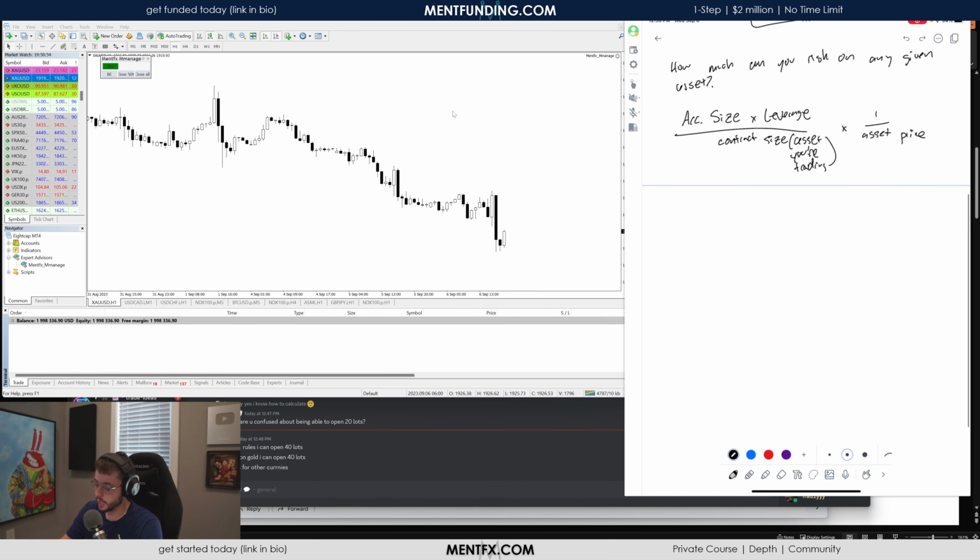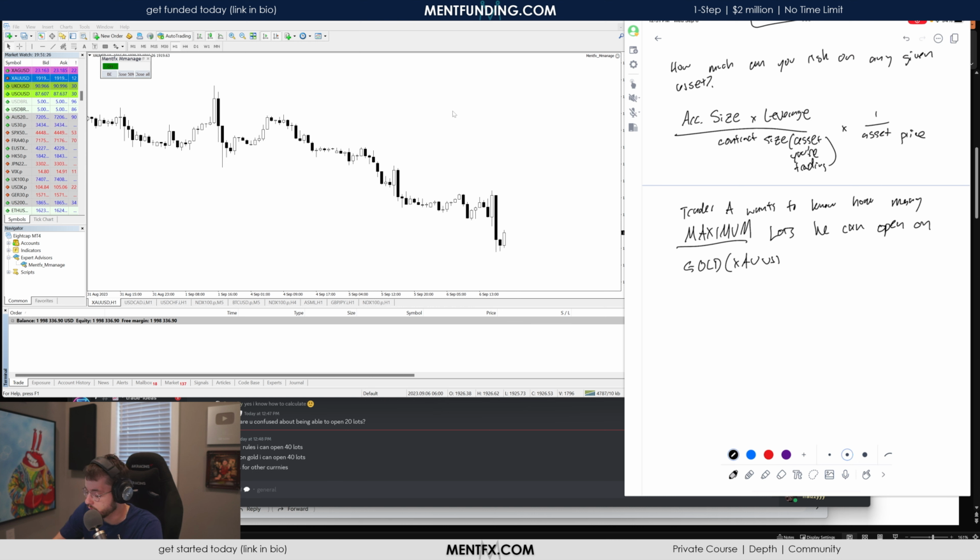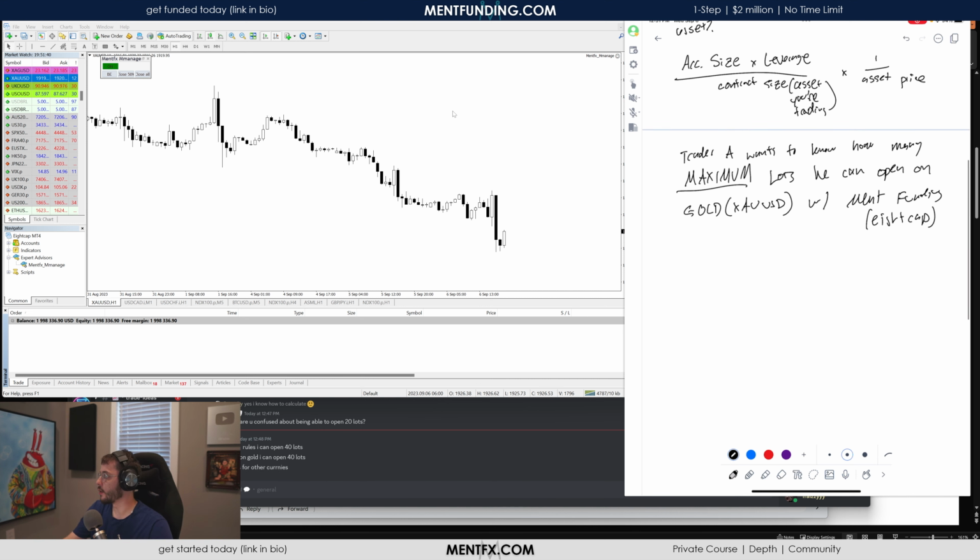So let's assume, for our example, that you, trader A, that's you, want to know how many maximum lots you can open on gold, which is XAU USD, with Mentfunding. That's with the 8 cap at the moment. I don't know if that's going to be the case for the long term, but at the moment it's with the 8 cap. Well, very simply right now, you would head into your actual MetaTrader where you're trading the specific thing.